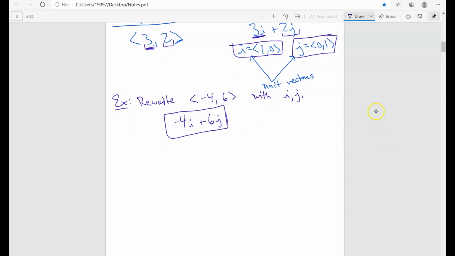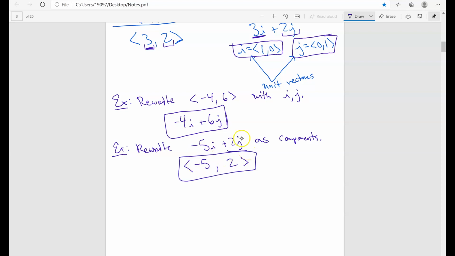If you wanted to do it the opposite way, you have to be very careful because I see this often. If I say rewrite negative 5i plus 2j as components, the way that you want to do it is write the pointy brackets, put the negative 5 in there and the 2 there.